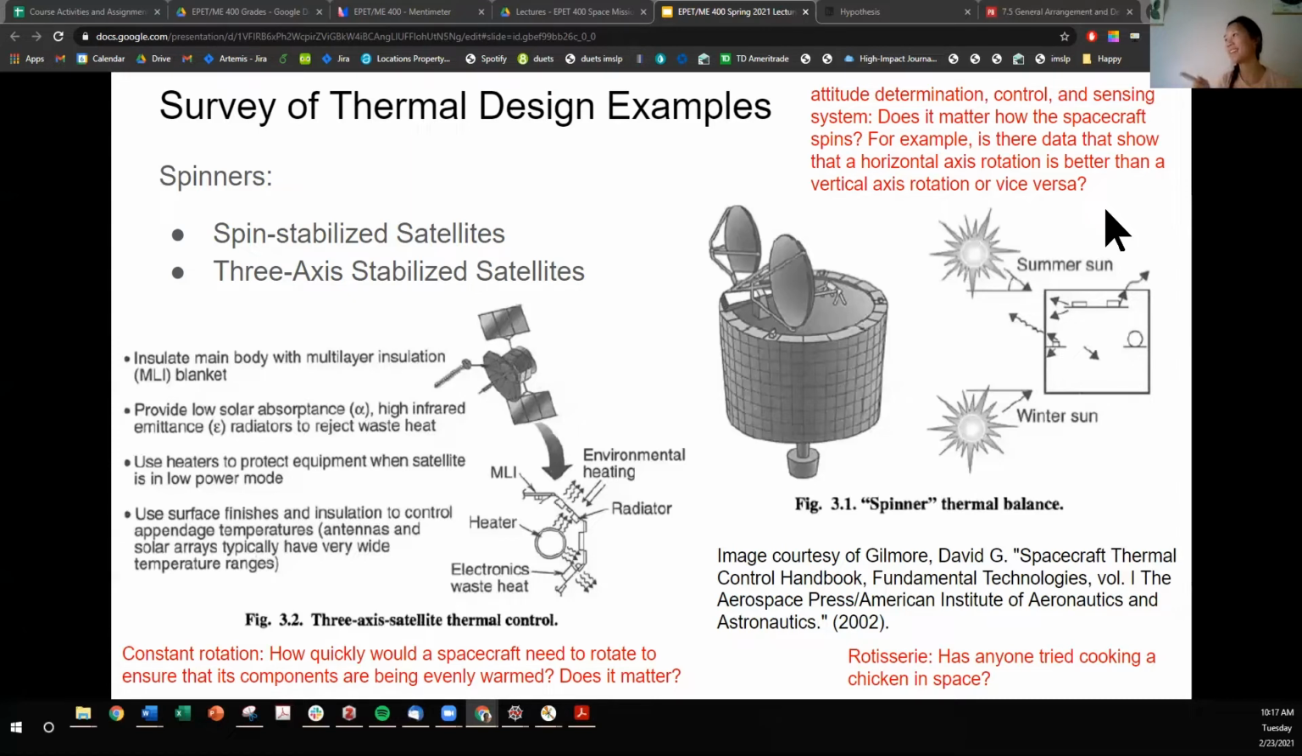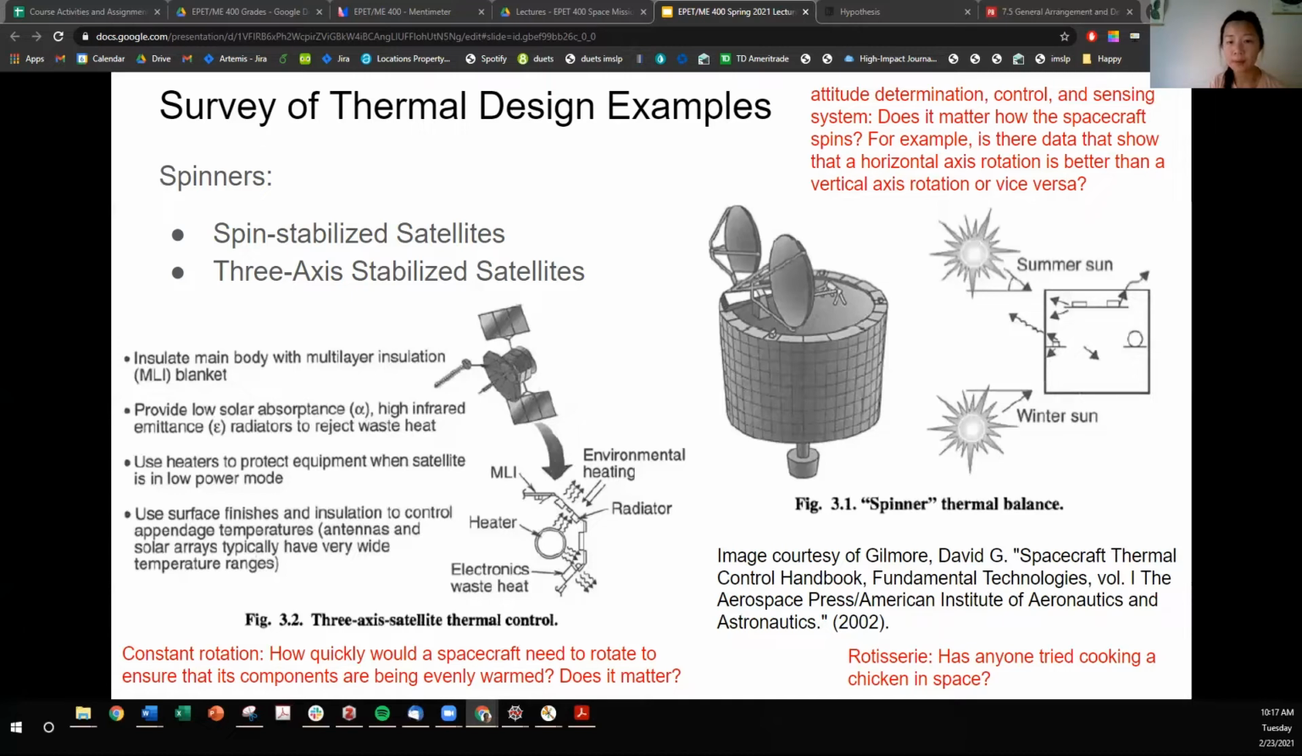But there's another part of this question where in the attitude determination and control subsystem, there are preferred spin axes, but that's related to dynamics and not temperature. So we'll just save that concept for later. But yes, it does matter what your spin axis is. Then there are 3-axis stabilized satellites where you're not just spinning about one axis like these rotisseries, but you have the option of controlling your orientation in 3 degrees of freedom. So you can orient in whatever way you want.